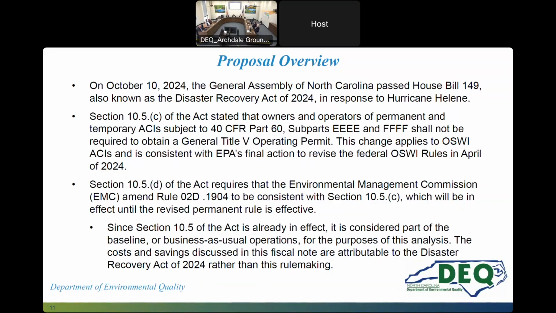Since Section 10.5 of the Act is already in effect, it is considered part of the baseline or business as usual operations for the purposes of this analysis. So the costs and savings discussed in this fiscal note are attributable to the Disaster Recovery Act of 2024 rather than this specific rulemaking.